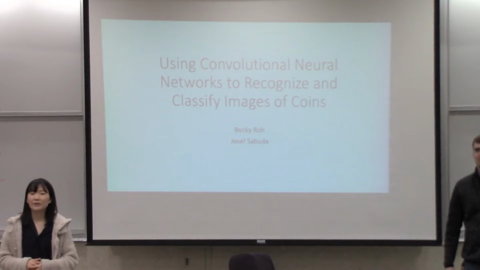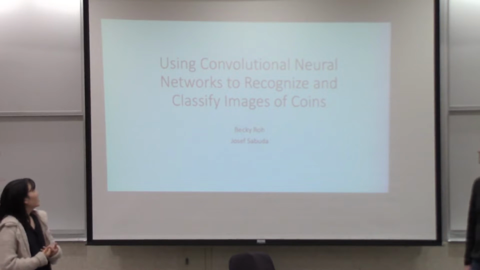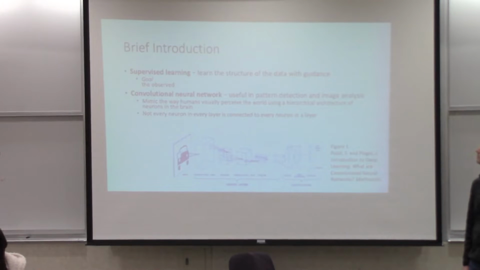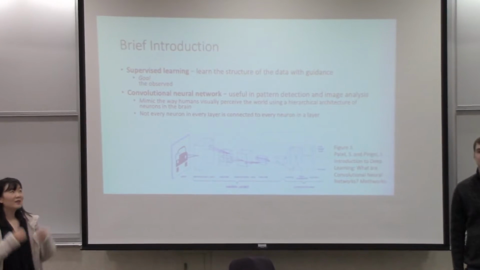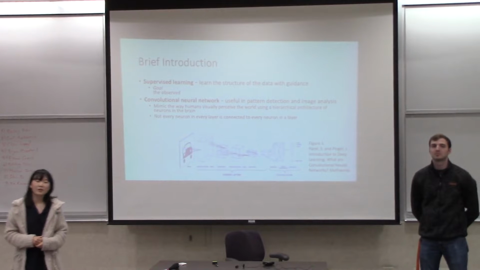And the research topic that we're interested in is the use of convolutional neural networks to recognize and classify images of coins. And so to understand the inspiration and thinking process behind our problem, I'll go over a brief introduction on these two categories.